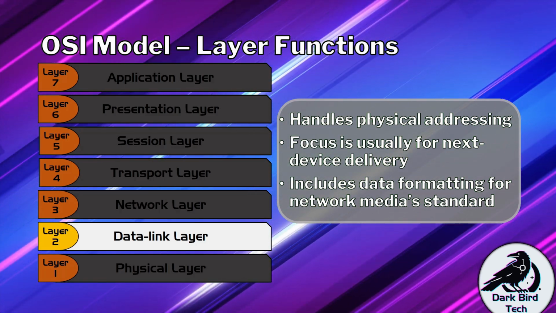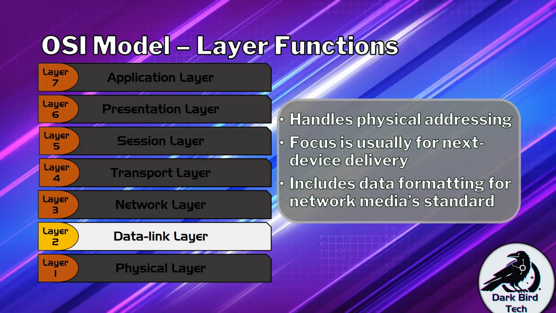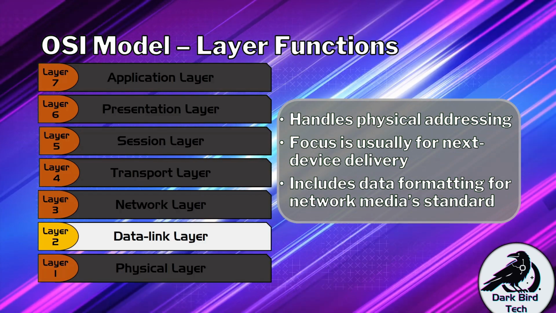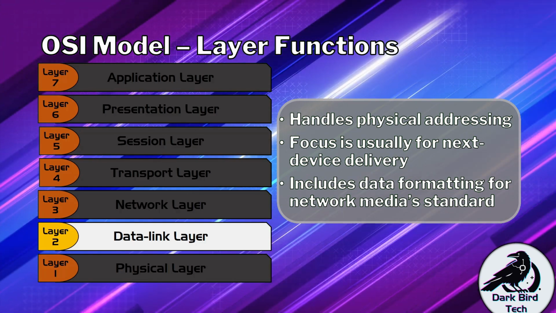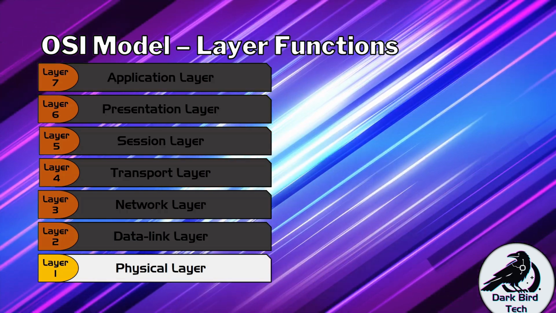So the data link layer is also going to be very obsessed about making sure that we've got everything formatted correctly, especially for the network media in use. The media being the actual cables and the way we structure the data on those cables, or radio waves in the case of wireless. Then comes the physical layer.